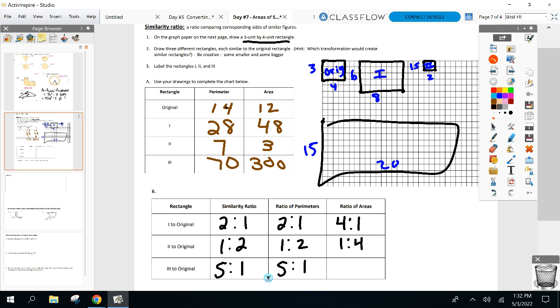How about the area? 300 to 12. What's that reduced down to? 300 to 12. 25 to 1.